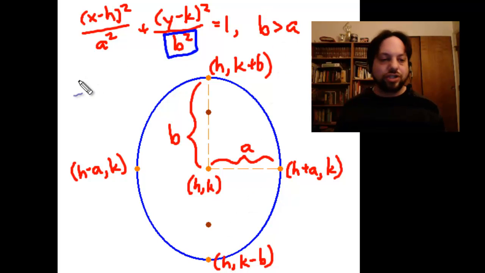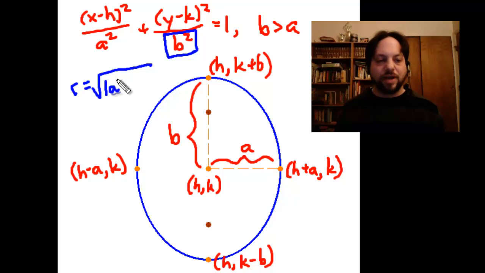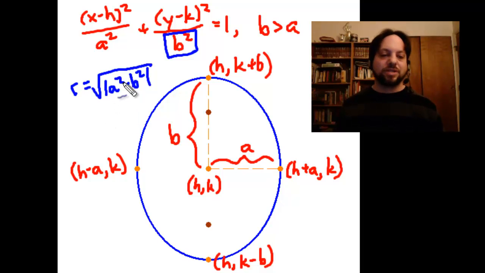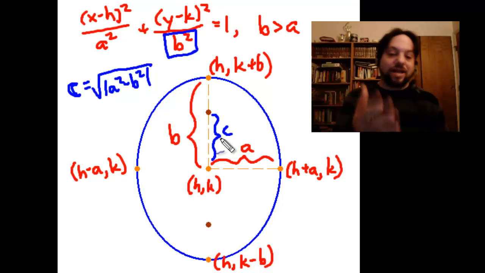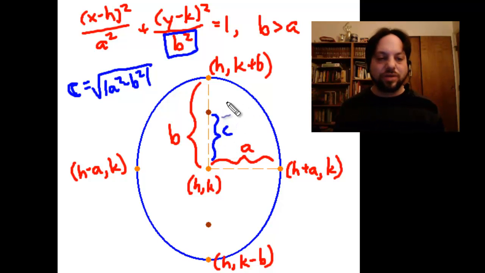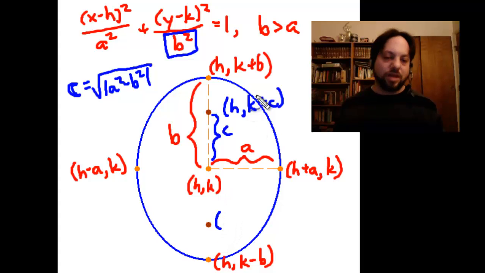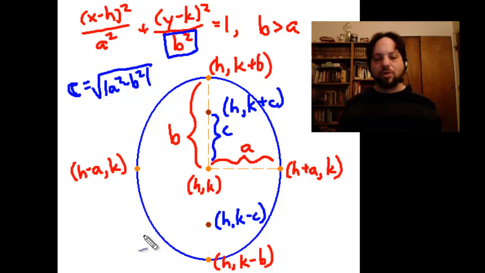Just like before, we are going to define c as the square root of the absolute value of a squared minus b squared. Again, it doesn't matter that b squared is bigger this time around, because it's simply going to be the absolute value anyhow. And just like before, the focal distance, we're going to call it that, the focal distance is c. So this time, our foci are going to be h, k plus or minus c. The plus c will be my higher one, and k minus c will be my lower focus.